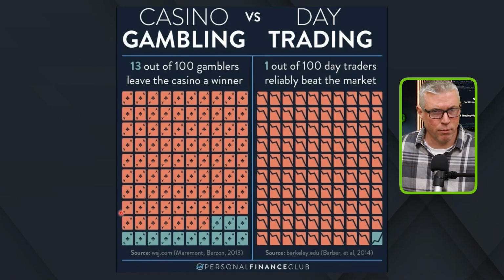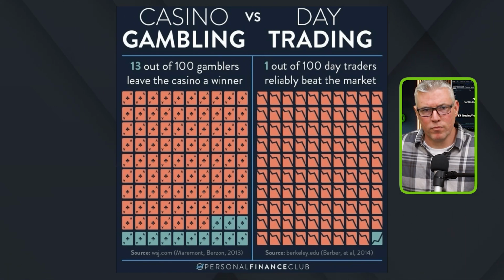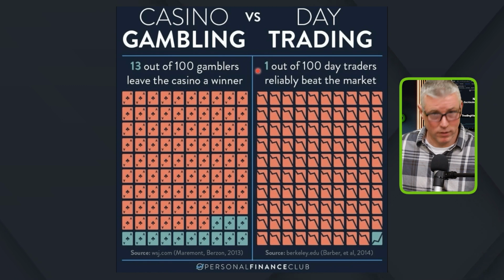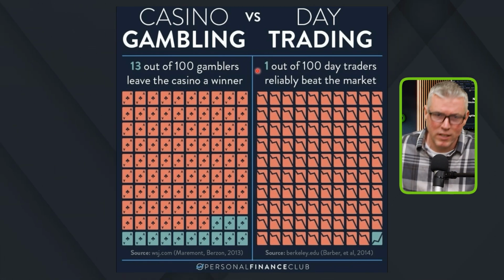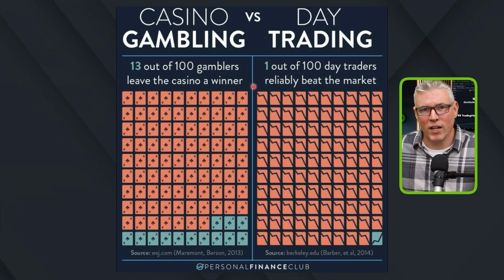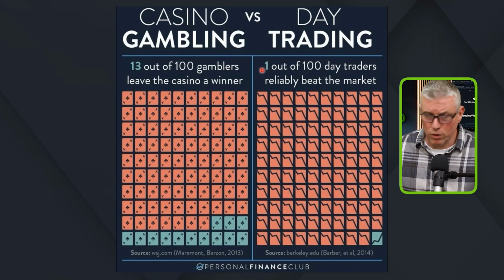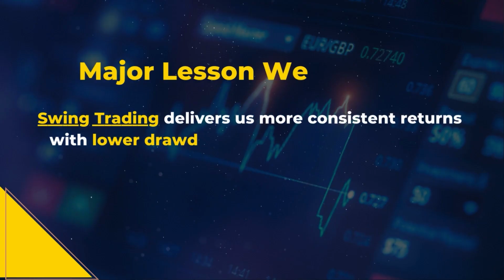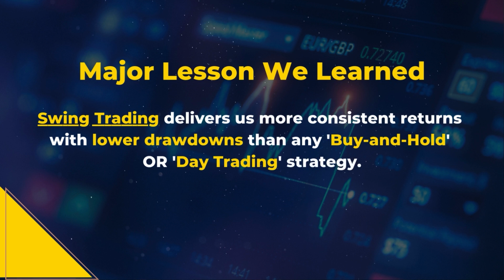But just to show you an example, this is an interesting graphic here. 13 out of 100 gamblers actually leave a casino a winner, where day traders, 1 out of 100 leave a winner. I'm not saying that gambling is a better thing to do, but it really does have better odds. And again, those who are the 1% who make it in day trading, kudos to you. The major lesson that we learned was that swing trading delivers us more consistent returns with lower drawdowns than the buy and hold or a day trading strategy.